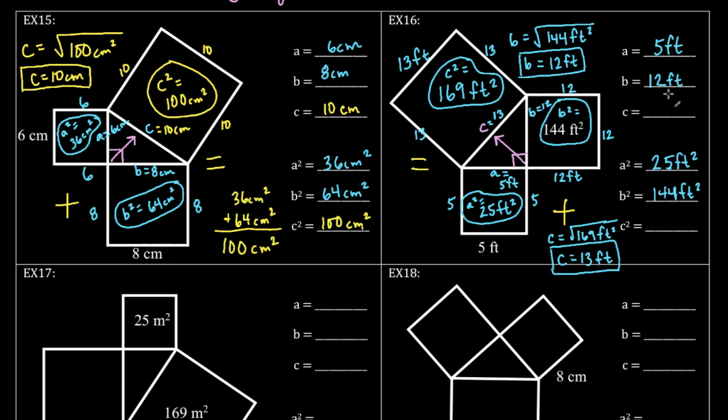Oh, hear that train. And lastly, we added these two to get c squared, which is 169 feet squared. And we took the square root to find c, which is 13 feet. All right, let's do the last two.